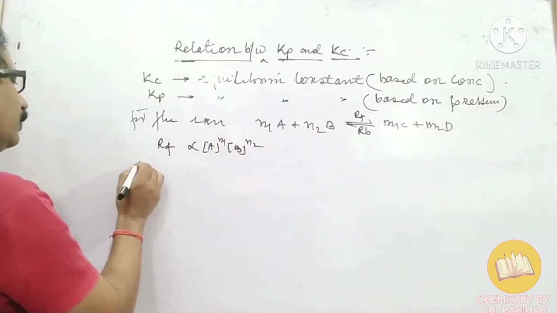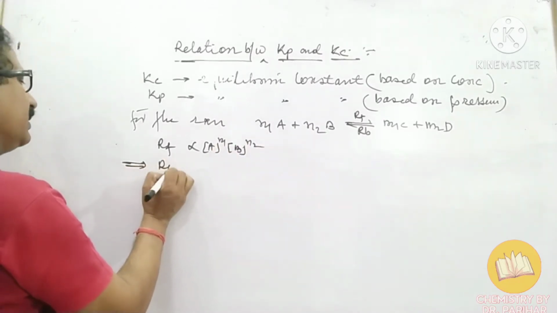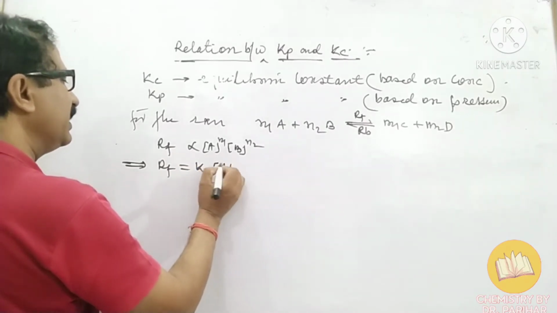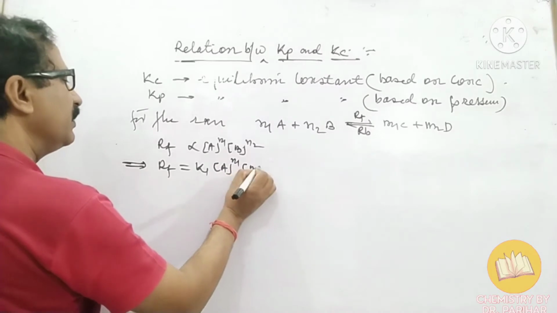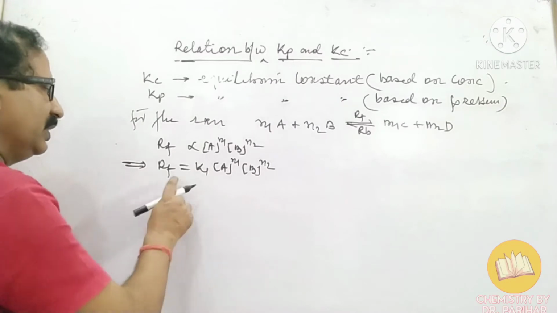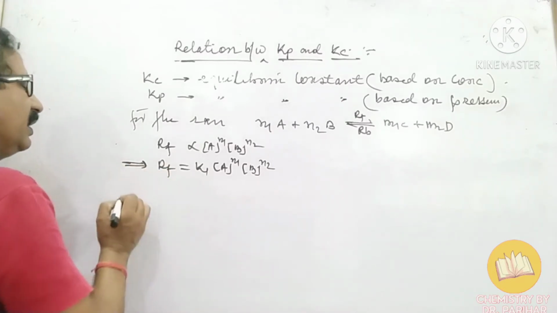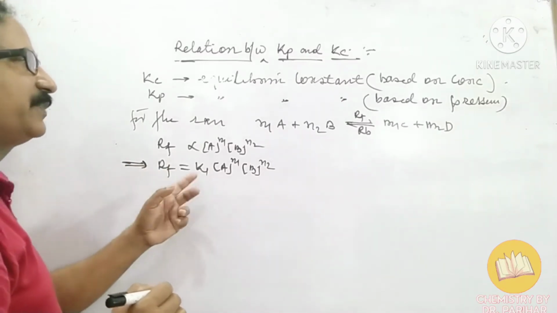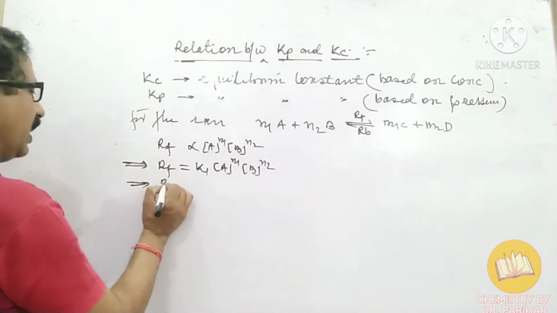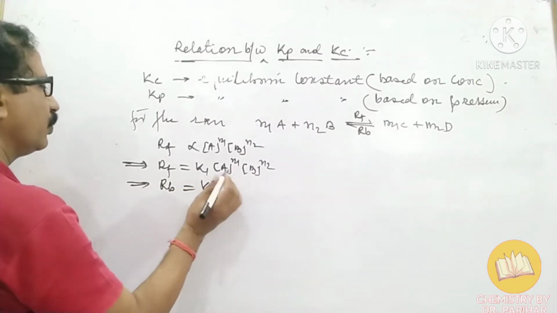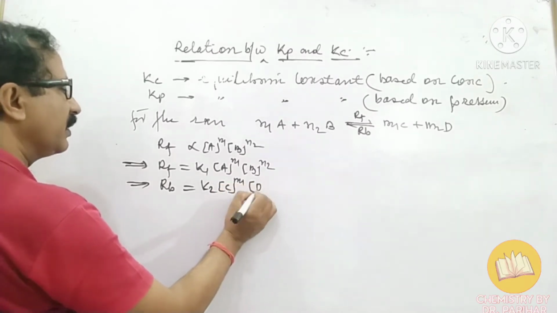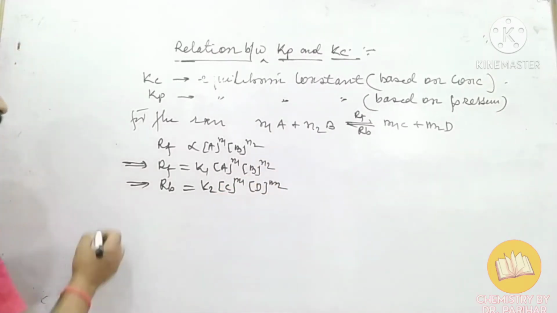Then according to the rate law, RF is directly proportional to the concentration of A to power n1, concentration of B to power n2, which implies RF is equal to K1 concentration of A to power n1, concentration of B to power n2. Clear? This is the expression used for RF. In the same way, RB is equal to K2 concentration of C to power m1, concentration of D to power m2.